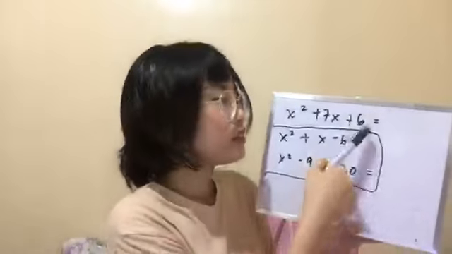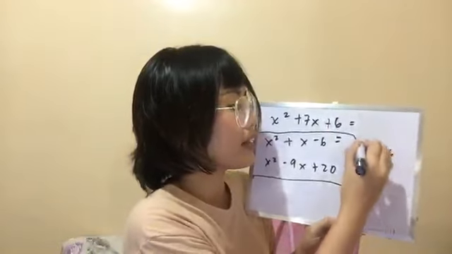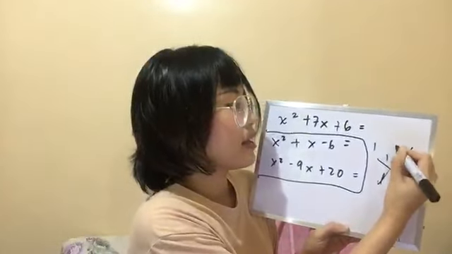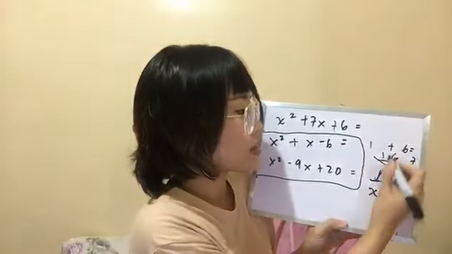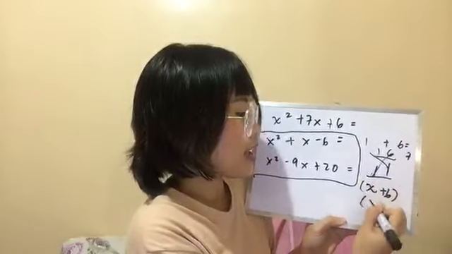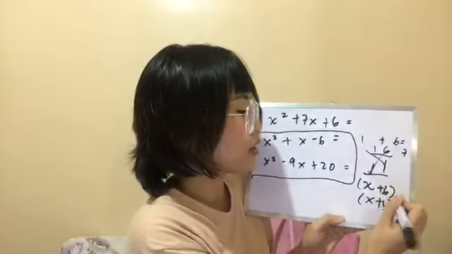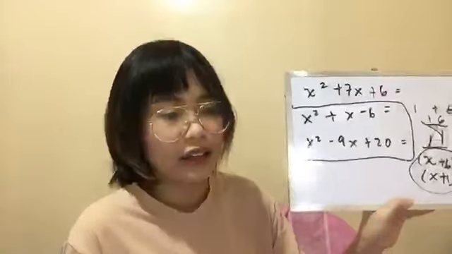Okay, so since you're given 6, you have 6 and 1. And then cross multiply them, you get 1 and 6, and if you add them, you get 7. So your factors would be x plus 6 and x plus 1. Tada! You have answered number 1. Okay, can you answer number 2 and 3?